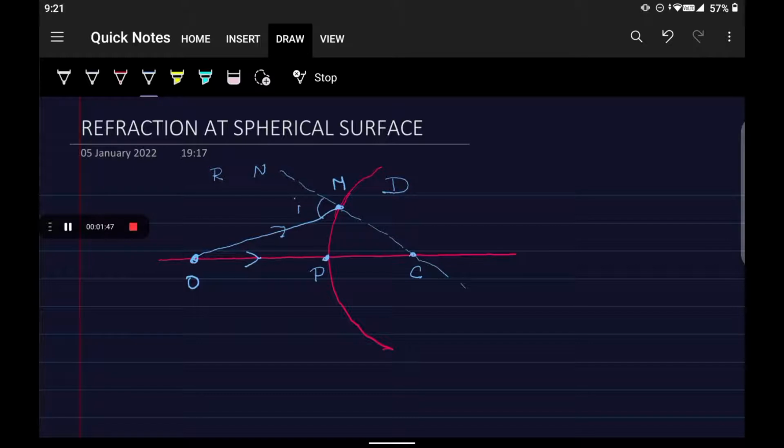So if the refraction happens from rarer to denser medium, the ray passing along the principal axis will not suffer any deviation. But this ray of light, when it is falling on M, will suffer a deviation where, from rarer to denser medium, it bends towards the normal. This is my refracted ray.